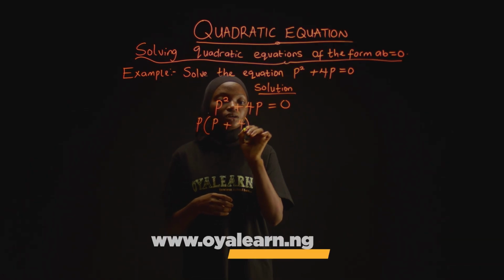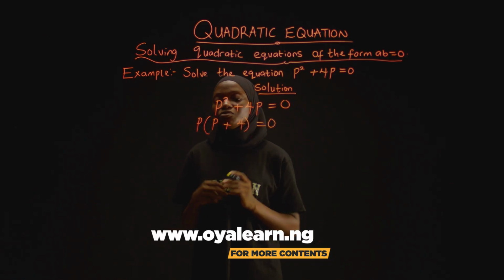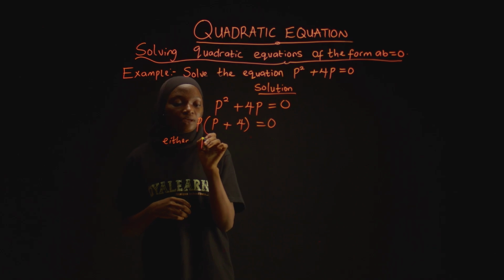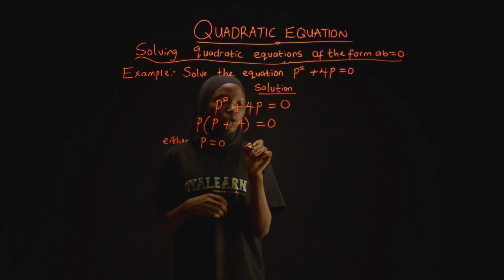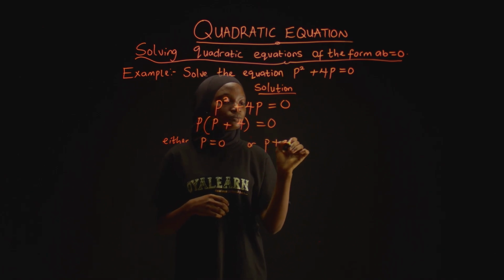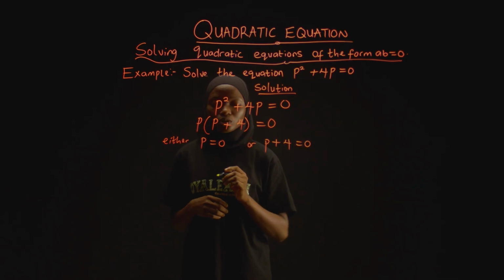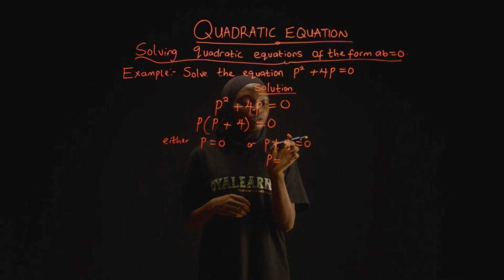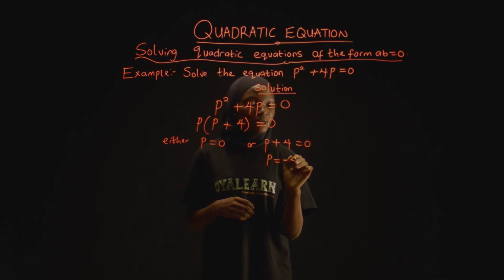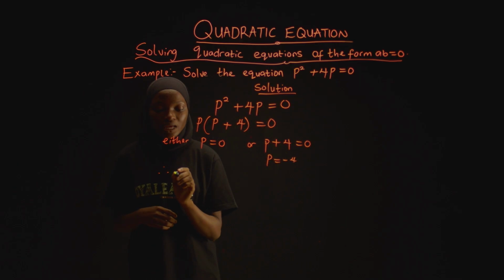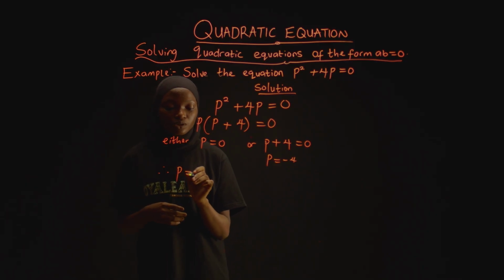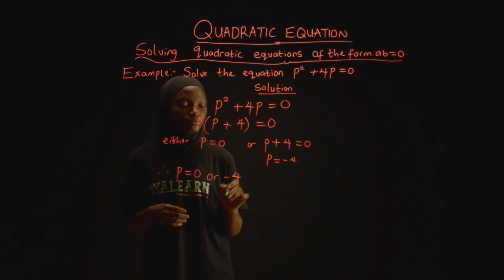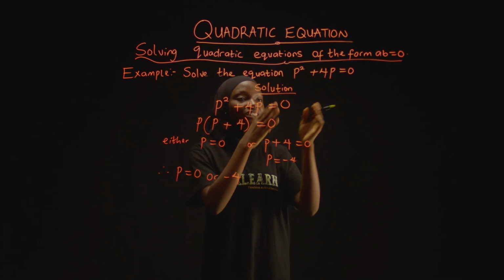equal to 0. And from here, either p equal to 0 or p plus 4 equal to 0. So from here, we solve for p. p becomes equal to, this plus 4 here comes to this side, becomes minus 4. Therefore, that means the values of p would be equal to 0 or minus 4. And that's how to solve this kind of equation.